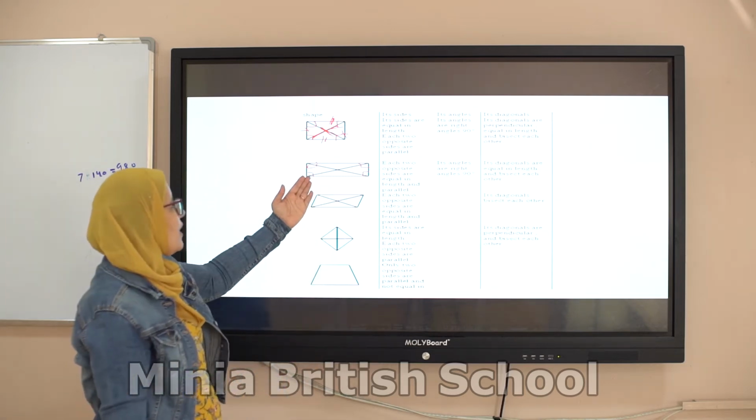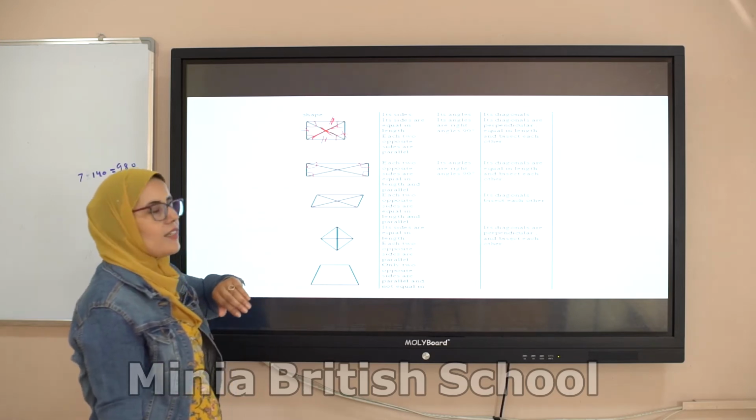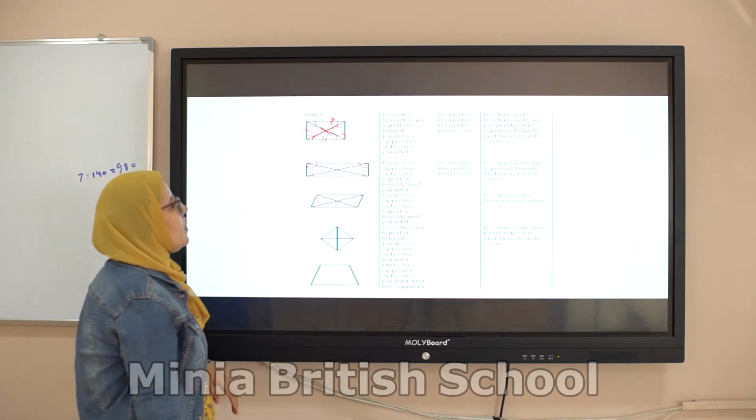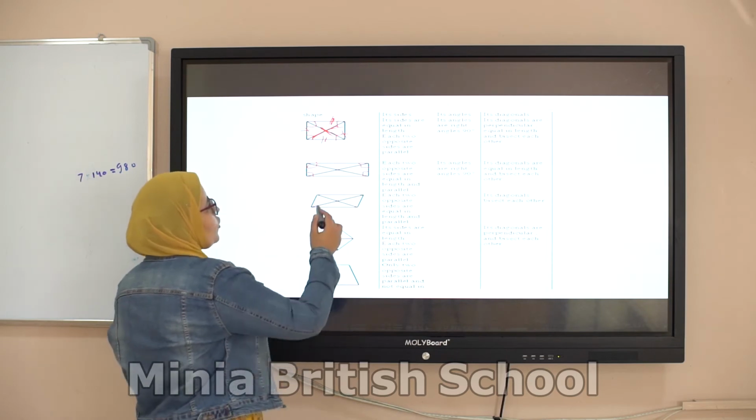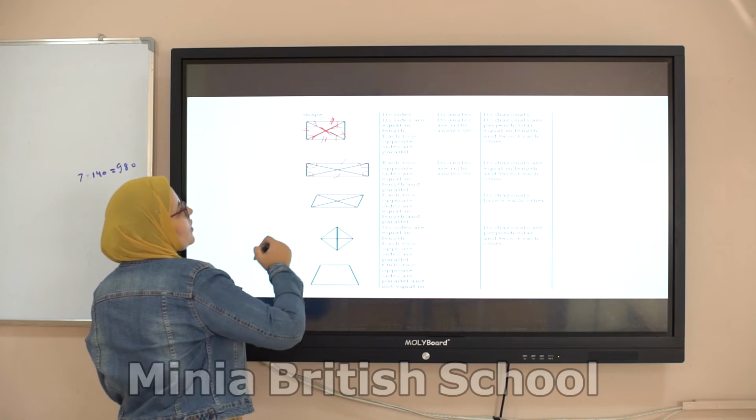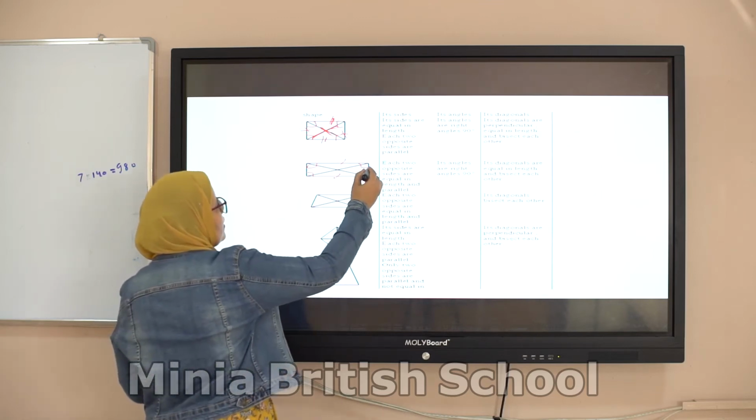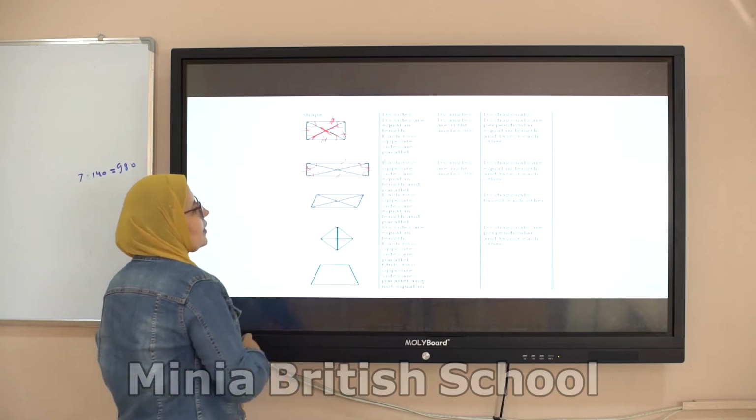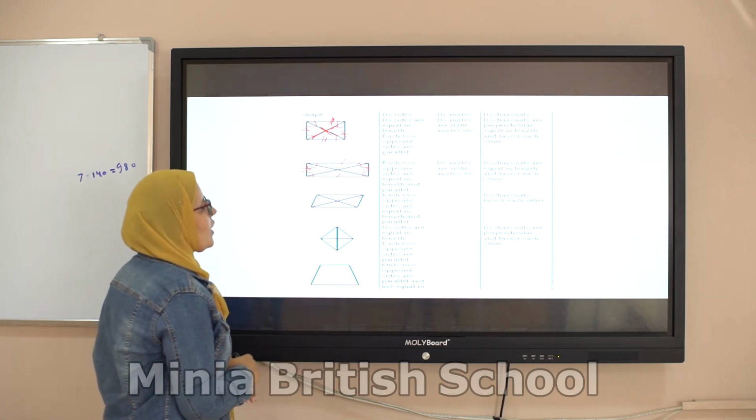So here the four angles are right angles, and here the four angles are right angles. In a rectangle, each two opposite sides are parallel and equal in length. So this side is parallel with this side and equal in length, and this side is parallel with this side and equal in length. What about the diagonals?